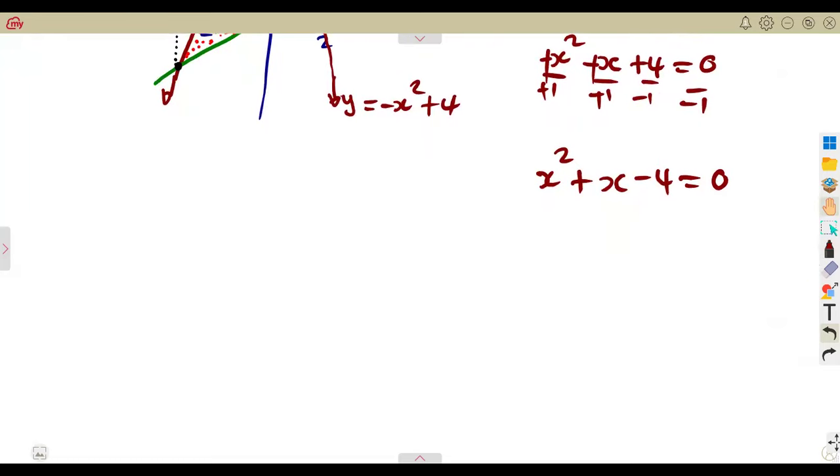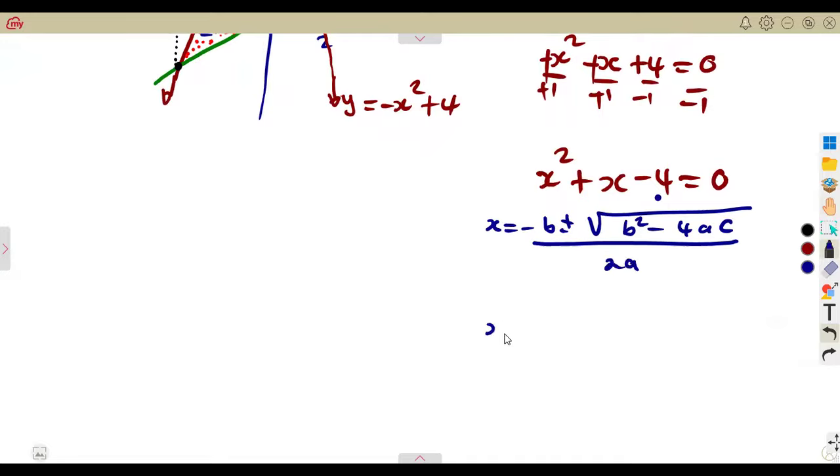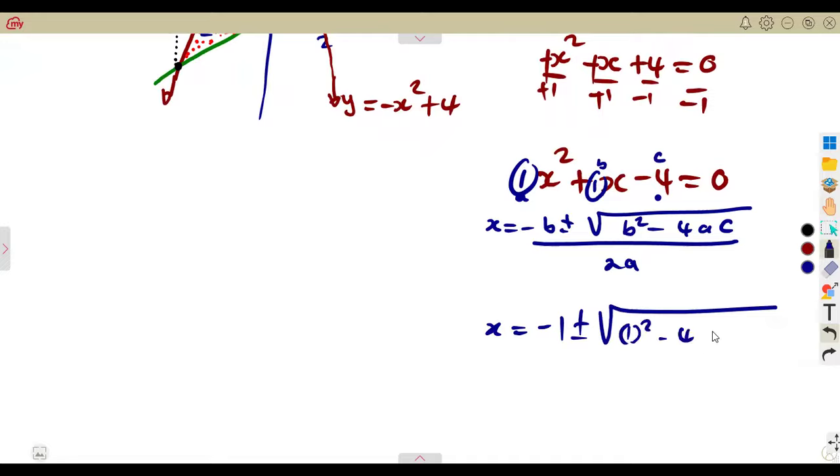As you can see, factorization was limited. We're not going to have factors here. So you can use the quadratic formula. X is equal to minus b, plus or minus the square root of b squared, minus 4ac, everything over 2a, where our a is the coefficient of x squared, b the coefficient of x, and c is the constant. So that's minus b, minus 1, plus or minus the square root of b squared, 1 squared, minus 4 times a, which is 1, times c, which is minus 4. Everything over 2 times a, which is 2 times 1.